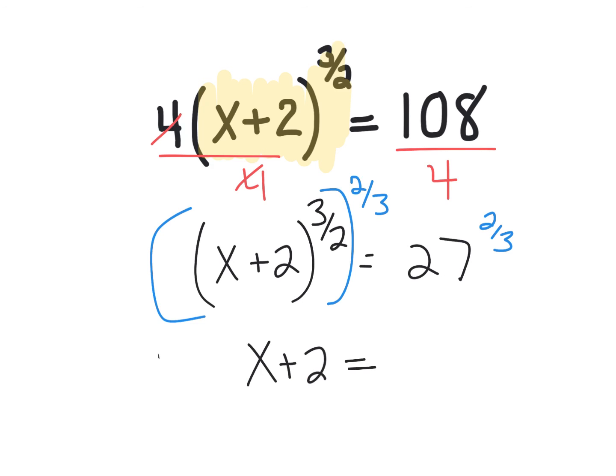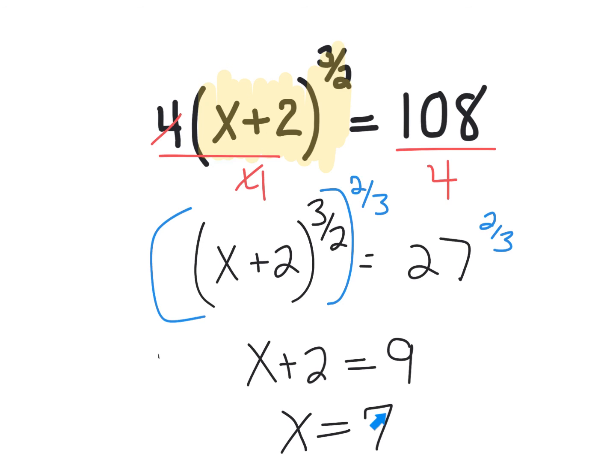You can type the right side in your calculator. What you're actually doing, though, for those of you who are good at mental math, is taking the cube root of 27, which is 3, and then you're squaring it, and that gives you 9. Final step, subtract 2, and I get x equals 7.